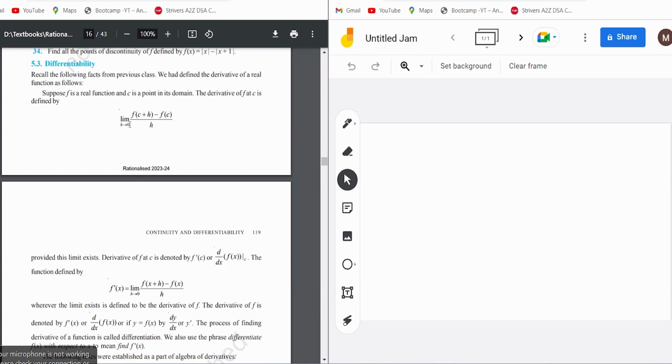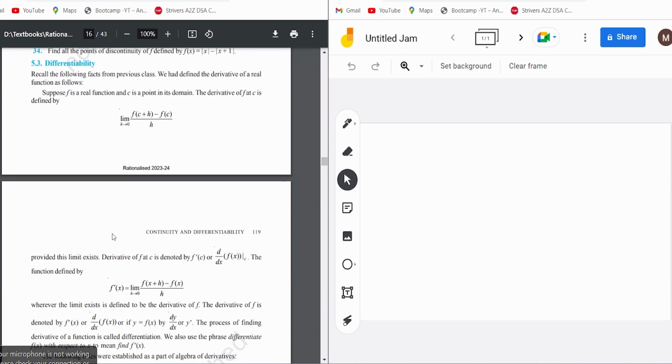And one important thing, we have already read continuity. All differentiable functions are continuous. Without continuity, differentiability can never be there. So this is a lemma, you can say: all differentiable functions are continuous, and if a function is differentiable, then it has to be continuous. It is not necessary that if a function is continuous it must be differentiable. But on the contrary, if the function is differentiable, then it must be continuous.